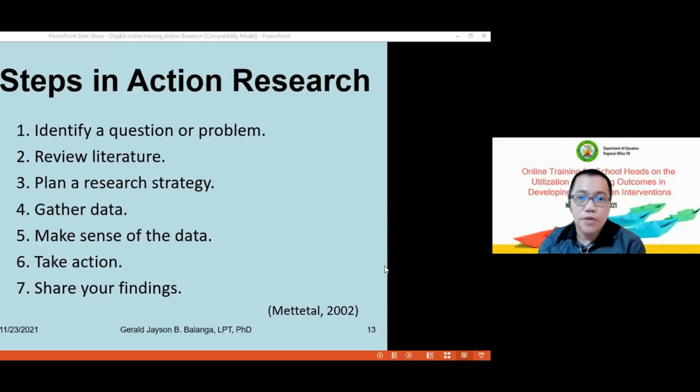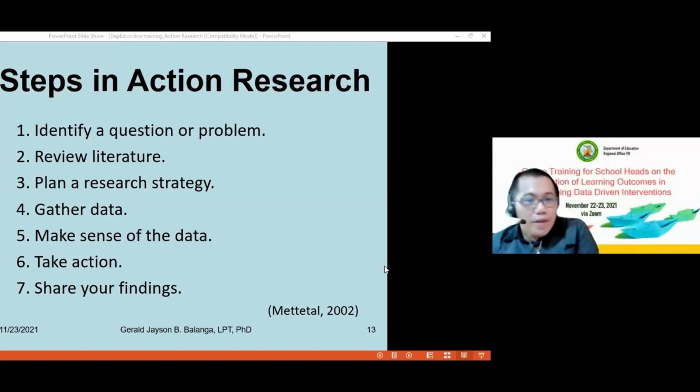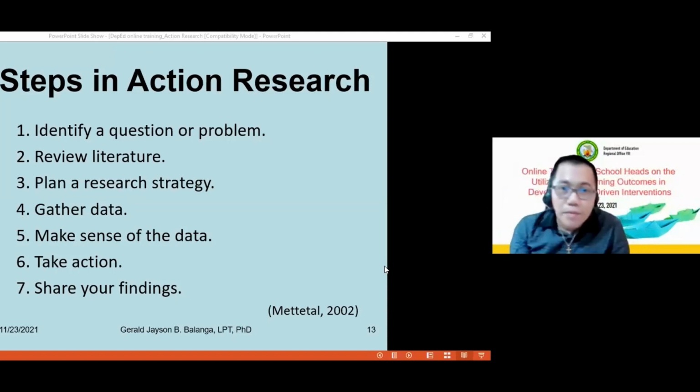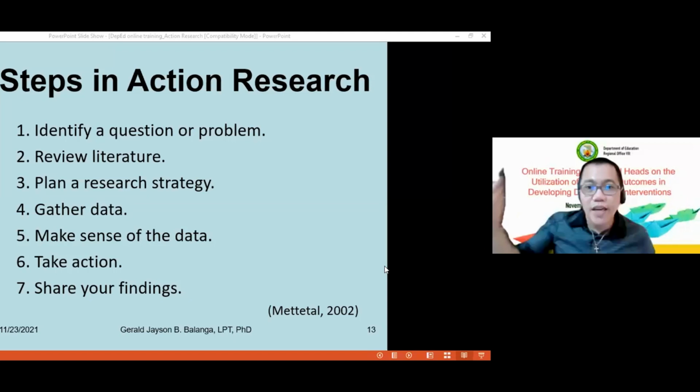So steps in action research. Identify a problem. That's important. Review literature. Importante din yun. That's why I introduced some online databases to you. Plan a research strategy. Part of that is who will be your respondents, what instrument will you use. That's part of the research strategy. Where will you collect the data? How and how often?